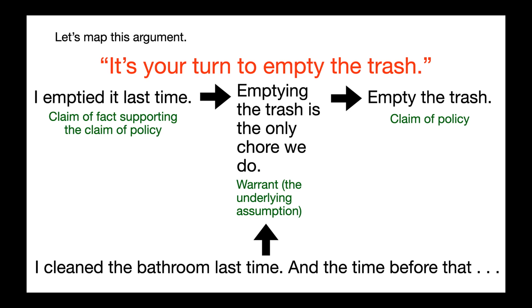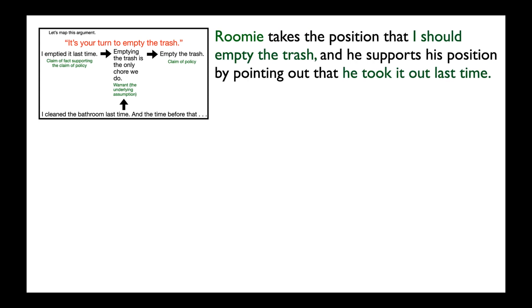Now, we probably wouldn't write a paper like that, but if we were to write a paper like that, how would it look? Well, we could use a template that's in our template document, and if we did, it would look like this. The words of the template are in black, and the blanks have been filled in with the green words. Rumi takes the position that I should empty the trash, and he supports his position by pointing out that he took it out last time. So there's his claim of policy and the claim of fact that supports it right from the map.